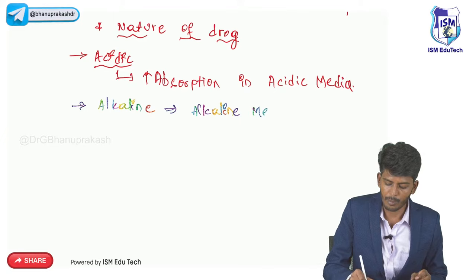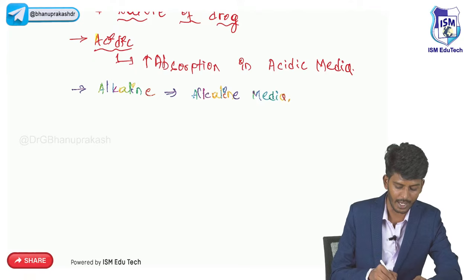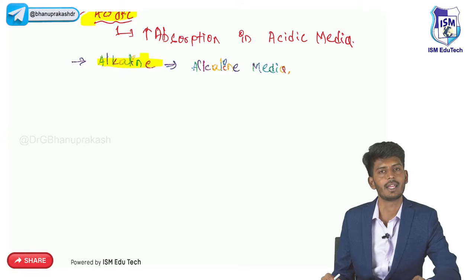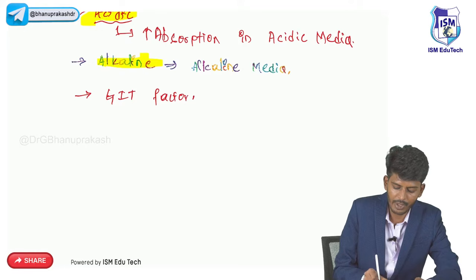Most importantly, guys, understand the media where exactly the drug is being absorbed. That also matters. So please understand about this, acidic and alkaline drugs. Apart from that, is there anything else for the factors affecting the absorption? There are other factors such as GIT factors, the gastrointestinal tract factors.